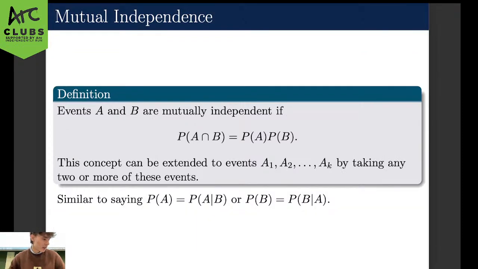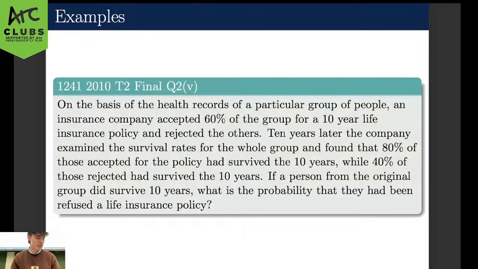Our last definition here is mutual independence. Events A and B are mutually independent if the probability of A and B is the probability of A multiplied by the probability of B. That's the same thing as saying the probability of A is equal to the probability of A given B. In other words, the given part of that statement is redundant because they are mutually independent. So let's go ahead and apply this to a question.